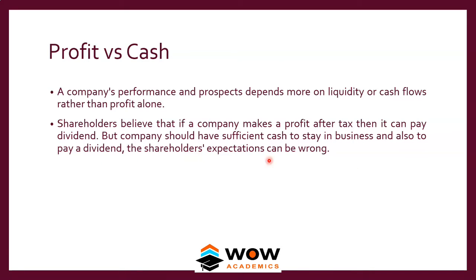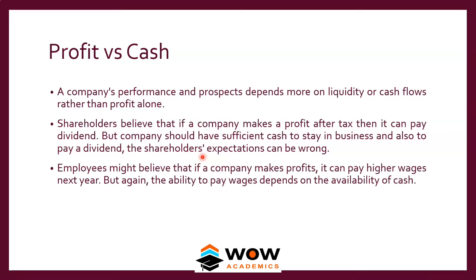The shareholders' expectations can be wrong. Just because a company makes a good profit does not mean the company has a good amount of cash, because a lot of the sales could have been on credit. So the money is not going to come immediately. It takes a long time to come, and all the payments have been made in cash. So your income is on credit and your expenses are cash based. This kind of company will have profit, but the only problem is they will not have cash. So investors cannot expect dividend to be paid by this kind of company.